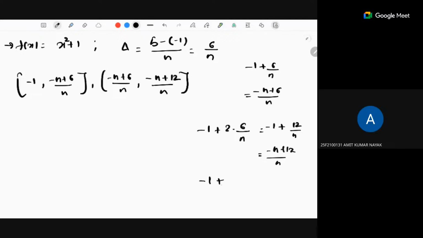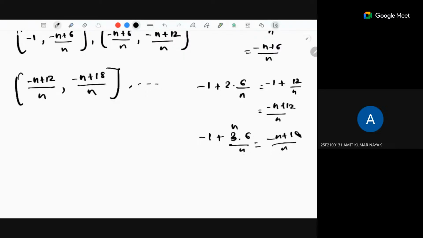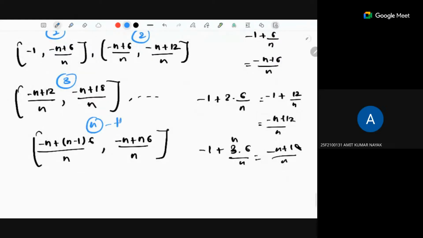The third interval will be minus 1 plus 3 into 6 by n, that is minus n plus 18 by n. So I'm just trying to find a pattern. Minus n plus 12 by n, comma, minus n plus 18 by n, and so on. At the end, you will get n into 6 by n. So that is minus n plus n into 6 by n. This would be minus n plus (n minus 1) of 6 by n, comma, minus n plus n into 6 by n. Right? This will be your last interval, the nth interval. This will be your first subinterval, second subinterval, third subinterval, and this will be your nth subinterval.